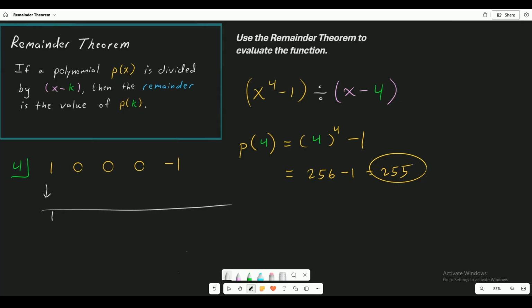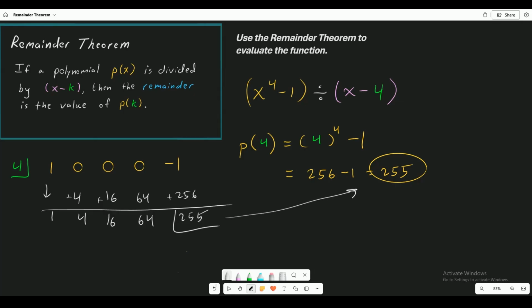Drop the 1. 1 times 4 is 4. Add 4. 4 times 4 is 16. Add 16. 4 times 16 is 64, let me check with a calculator. Add 64. 64 times 4 is 256. Add negative 1 to get 255, just like we calculated from the remainder theorem.